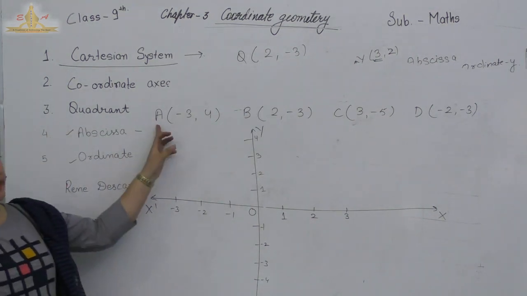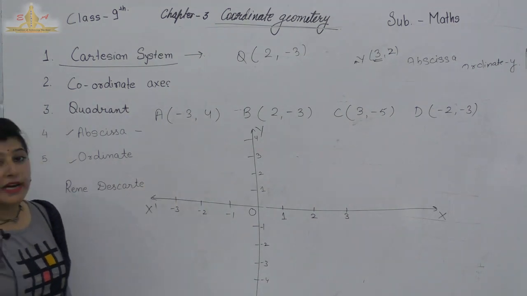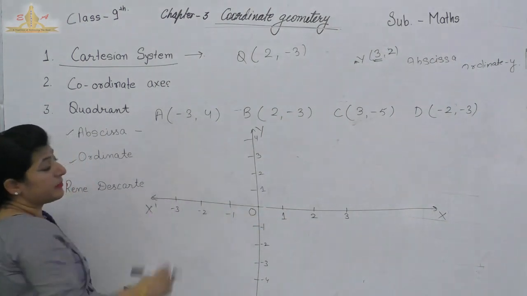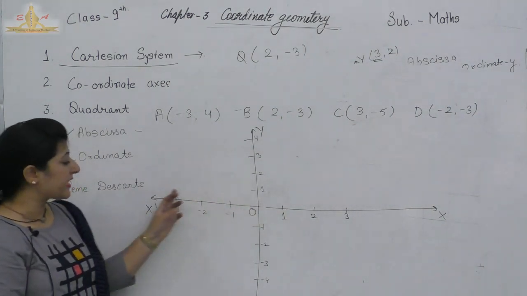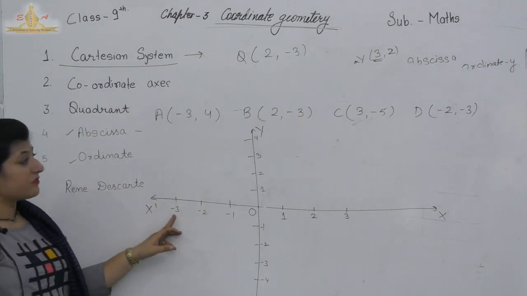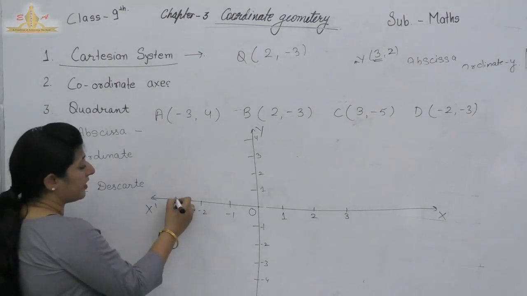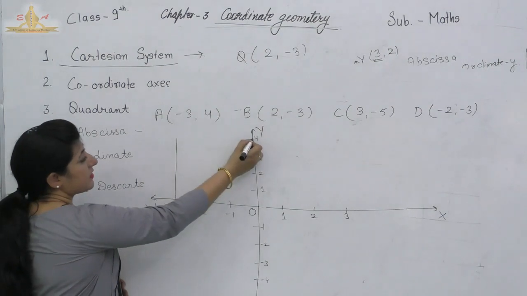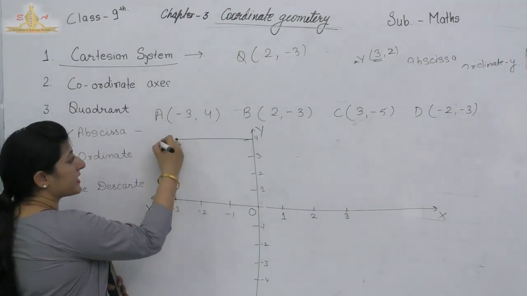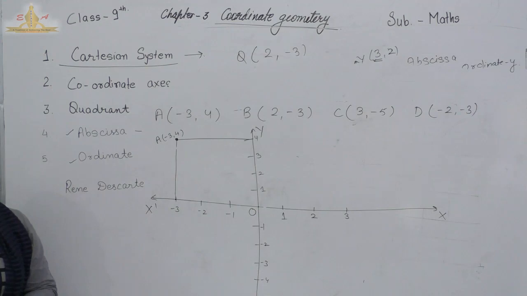Now see the first point A. We want to plot minus 3 comma 4. Minus 3, origin on x-axis. Minus 3 means we want to move in the negative x direction. That is minus 1, minus 2, minus 3. This one is minus 3. Now 4. It means 1 point here from this perpendicular distance, from 4. It means this point is A, that is minus 3 comma 4.